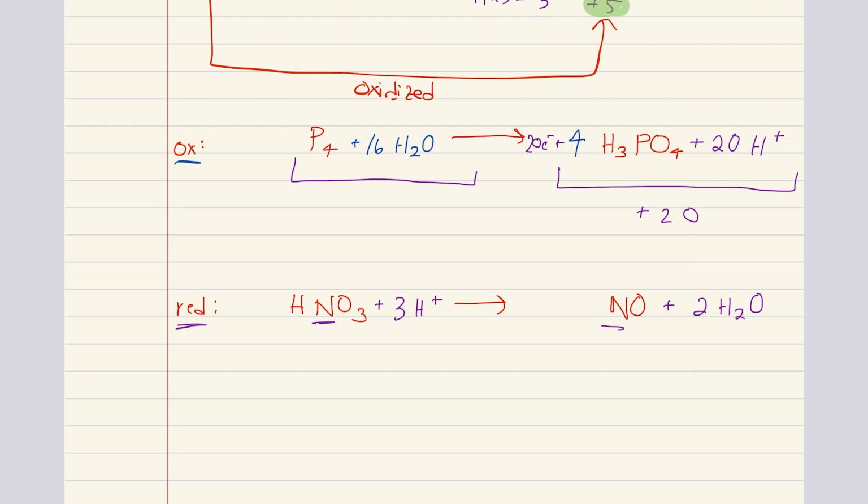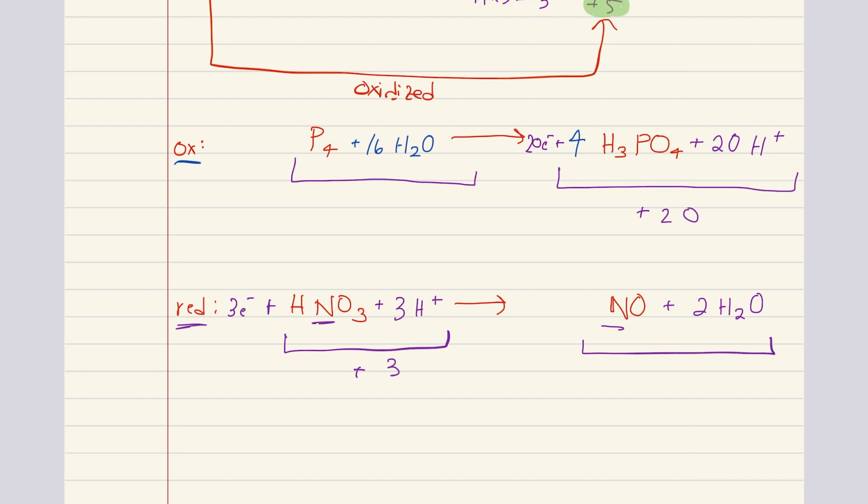What about our reduction half reaction? The reduction half reaction has a +3 charge on the reactant side and a neutral charge on the product side. So to balance this, 3 electrons can be added to the reactant side.